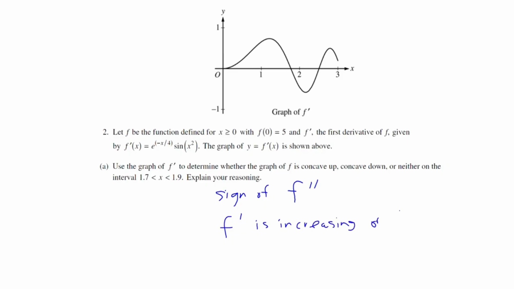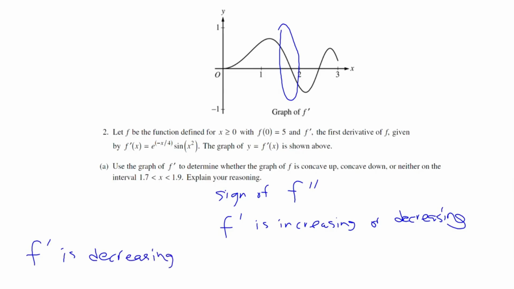And so if we look at our graph from 1.7 to 1.9, which is somewhere in that range there, we can see that f prime is decreasing, which means its derivative, the second derivative, f double prime, must be negative. So we'll say f prime is decreasing, which means that f double prime is less than 0. So f is concave down. And that's all you've got to write there for part A. They gave you 2 points. 1 for the actual answer that it's concave down, and 1 for the reason that f prime is decreasing, so f double prime is negative.